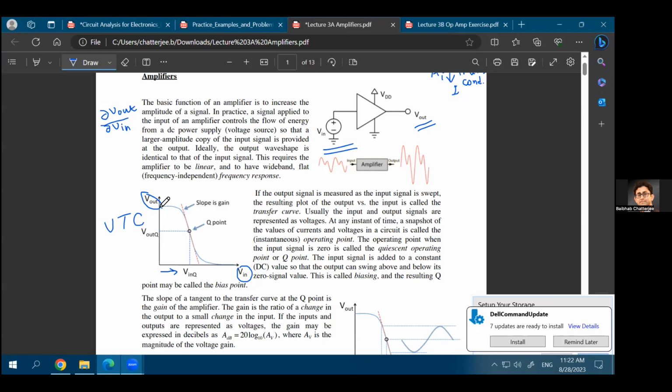As you can see, in this region, the slope is 0, because your output does not change even if your input is changing. So your numerator is 0, your denominator is a non-zero quantity. So the slope, or the gain, of the circuit in this region is 0. Again, the slope or gain of the circuit in this region is 0. You only have gain in this middle region.